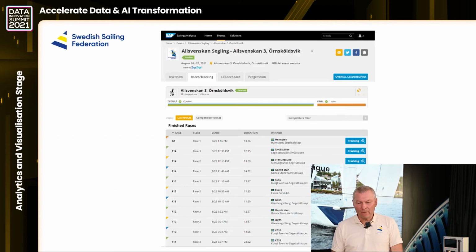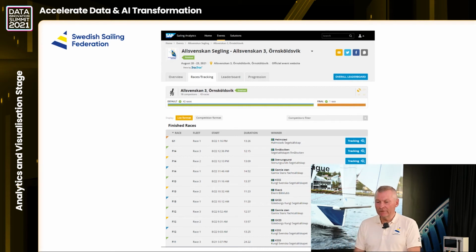For the competitors or the spectators, as you mentioned, we save all the events, all the races, and this is a list of an event that we had a couple of weeks ago. There you can see that there are several races, so each event consists of many races. And each and every race is monitored, and you can go in afterwards in SAP Sailing Analytics and have a look at that race and analyze the race and each individual performance.